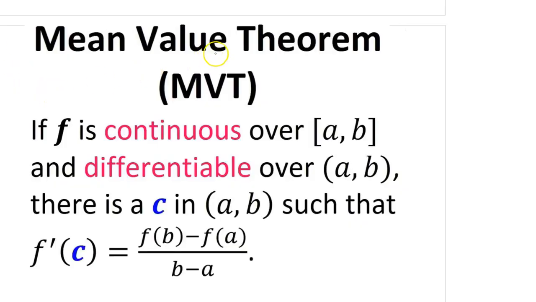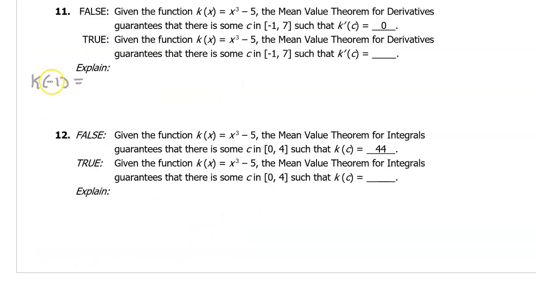The mean value theorem for derivatives says that there is a c where f prime at c equals f at b minus f at a divided by b minus a. In other words, the slope of the secant from a to b. If you substitute negative 1 for x, you get negative 6. If you substitute 7 in for x, you get 338.